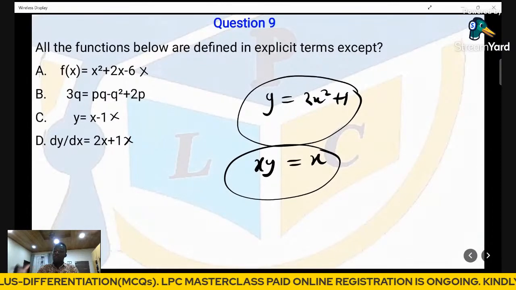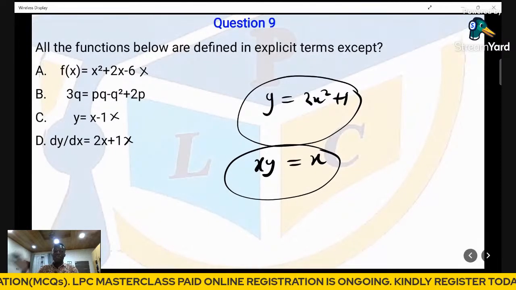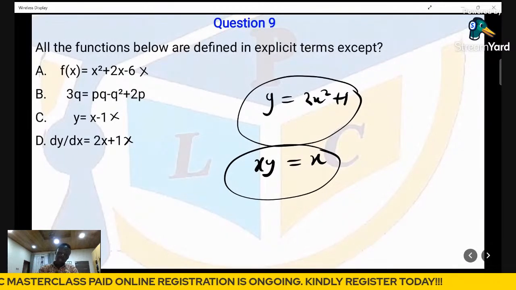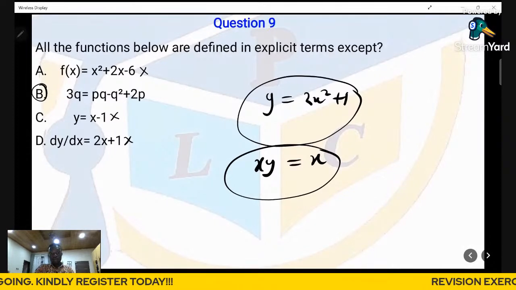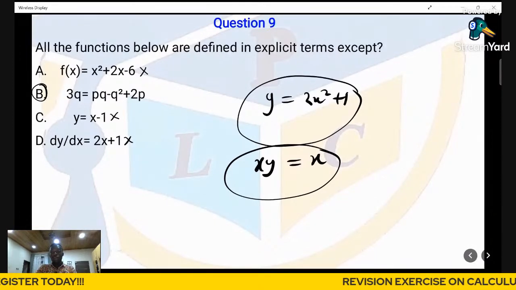So we're saying that all these functions below are defined in explicit terms, except B, which is not in its explicit term, but rather implicit terms. So let's take note of that. This is what we call an implicit function.